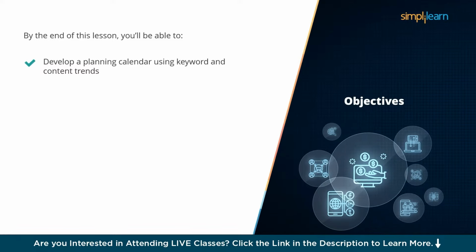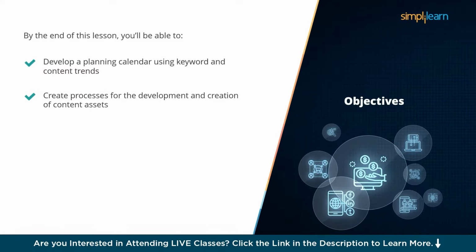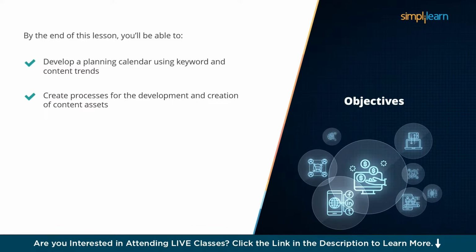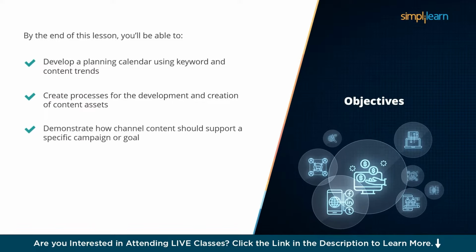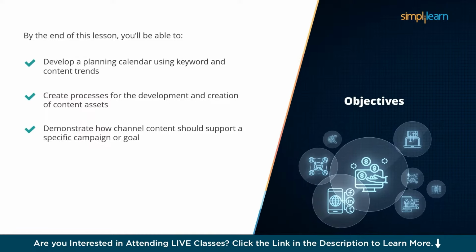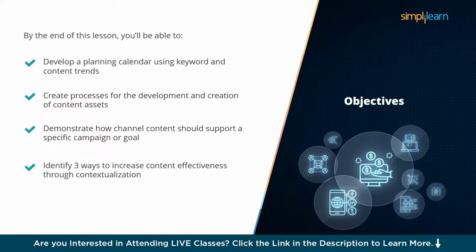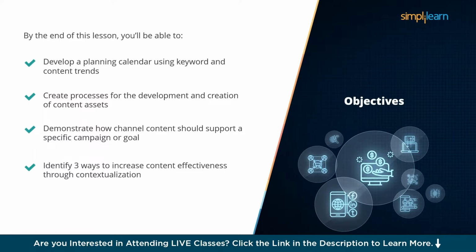Objectives. By the end of this lesson, you will be able to map keyword and content trends into a planning calendar, create processes for the development and creation of content assets. Demonstrate how channel content should support a specific campaign or goal. Identify 3 ways to increase content effectiveness through contextualization. List methods of engaging existing customers.